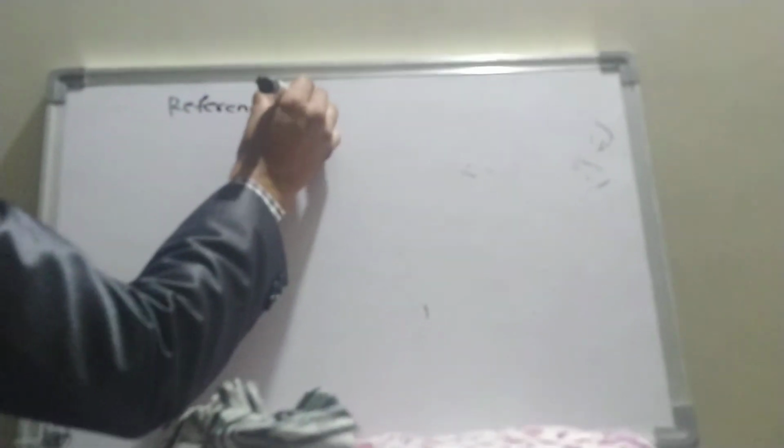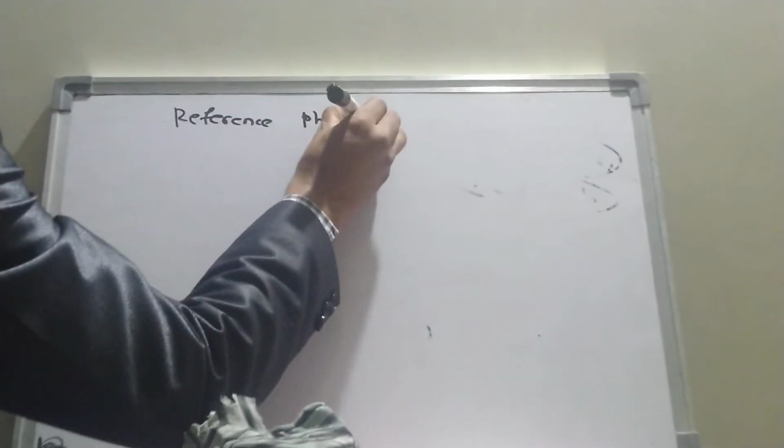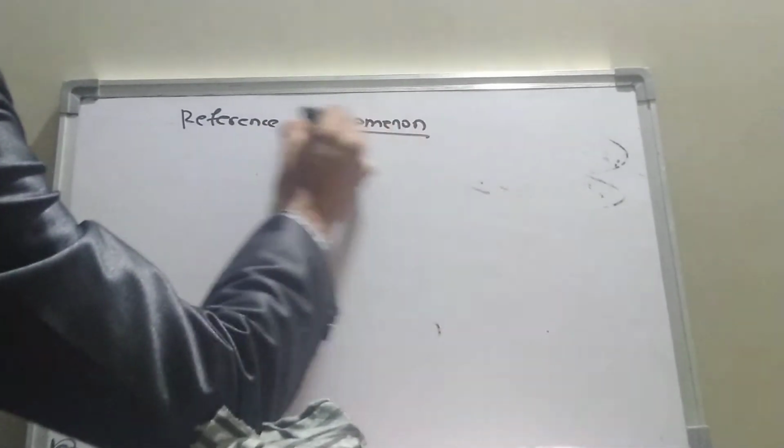The next topic is reference phenomena. So what are reference phenomena? The set of reference phenomena that natural languages provide is quite rich indeed. There are five types of referring expressions: indefinite noun phrases, definite noun phrases, pronouns, demonstratives, and one anaphora. These are some types of the reference phenomena.